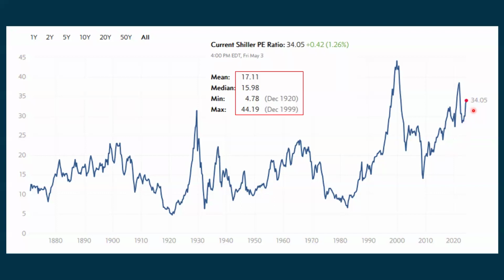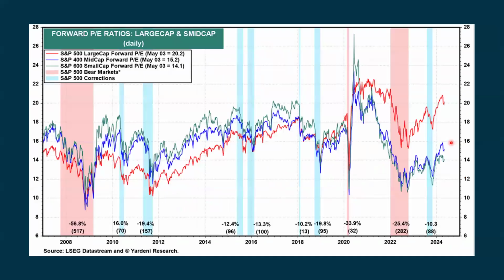Well, to get some context, we can look at a historical chart going back well into the 1800s. We can also look at the median and the mean here, where we're getting a reading of between 16 and 17. Well, the latest reading here is 34.05. So we're double what the median and the mean has been. So according to this study, stocks are considered to be expensive, but they've been expensive for quite a while. So this can last for a lengthy period of time.